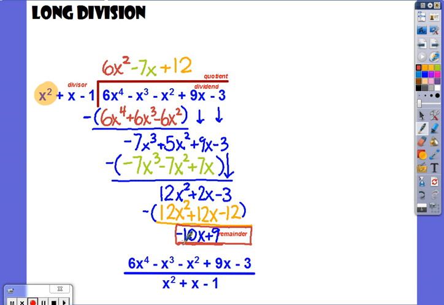So if we were to actually write our final answer, here's another way to write the division problem. This polynomial divided by this polynomial, the answer is 6x squared minus 7x plus 12. And then instead of writing remainder, negative 10x plus 9, we write it as a fraction. If you remember, you used to write remainders as fractions sometimes. So we're going to put negative 10x plus 9 over what we were dividing by, which is kind of the standard way to write a remainder, right? Even when you're talking numbers, that's how we do it.